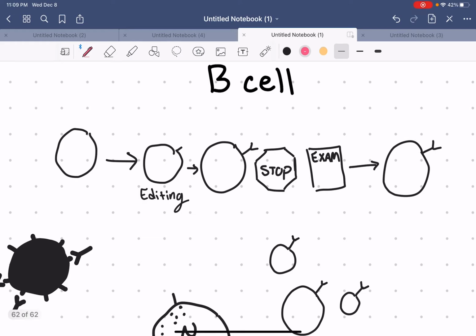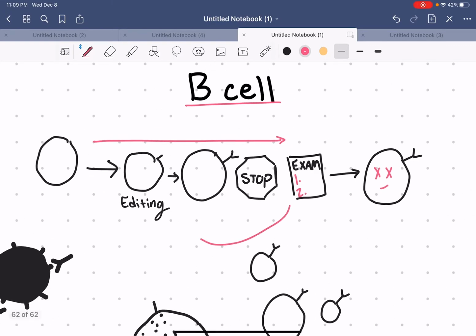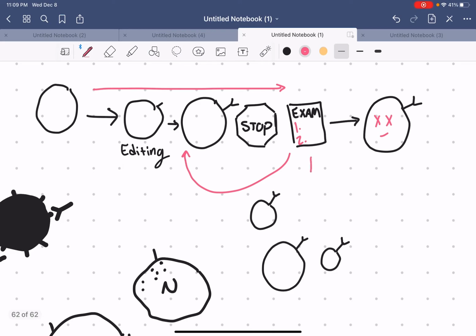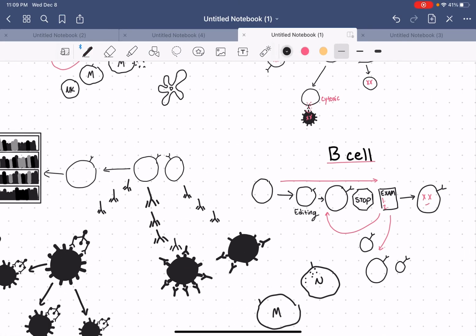Another adaptive cell is the B cell. They also go through a lengthy editing system where they are tested, and if they fail, they are also killed so that we do not use energy. However, if they are close, they will re-edit so that we don't have to start from the beginning. If they are perfect, they will proliferate and meet the T cells in the lymphoid to be activated.